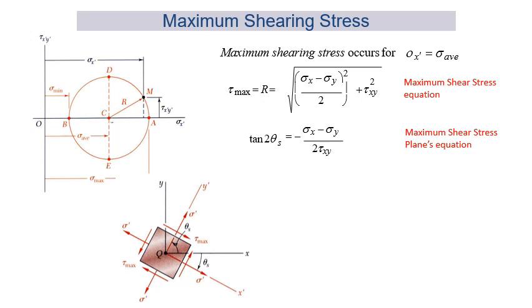Similarly, for maximum shear stress, you will get this equation here. Tau max is equal to the square root of sigma x minus sigma y over 2 squared plus tau xy squared. If you notice, this equation is equal to the second part of the maximum normal stress or principal stress equation, the square root part. And the plane is given by this equation here, tangent 2 theta s, which stands for shear, is equal to this equation here.